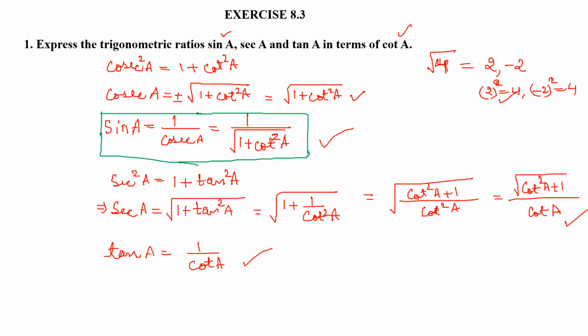So you can see from here how I am using the trigonometric identities to convert sin A, sec A and tan A in terms of cot A. It's very important. In many places you are going to use these trigonometric identities, so you should be thorough with them. Now moving to question number 2.